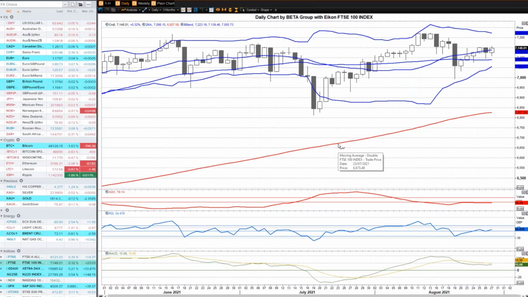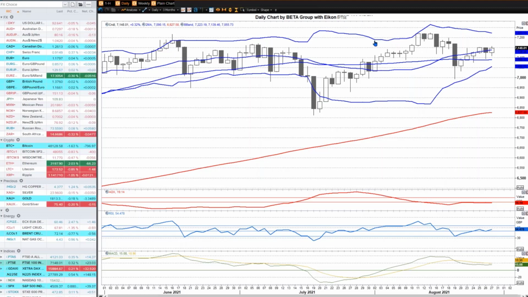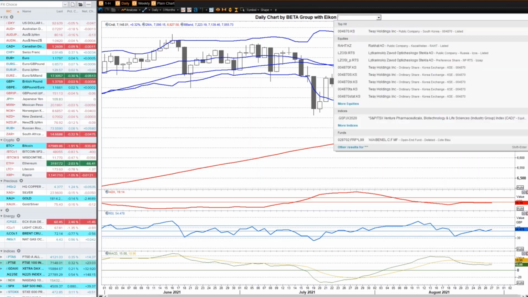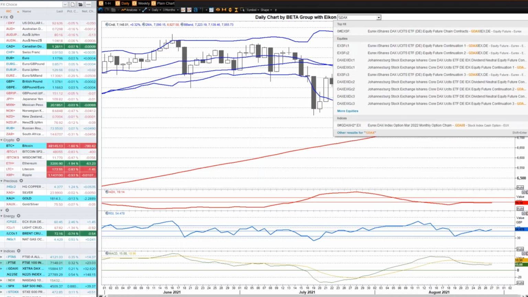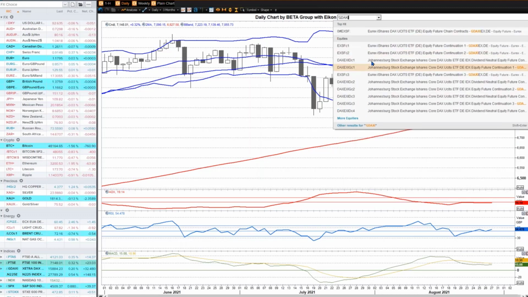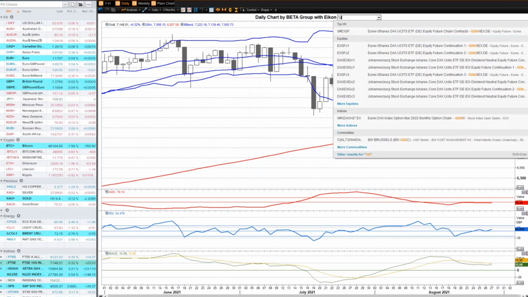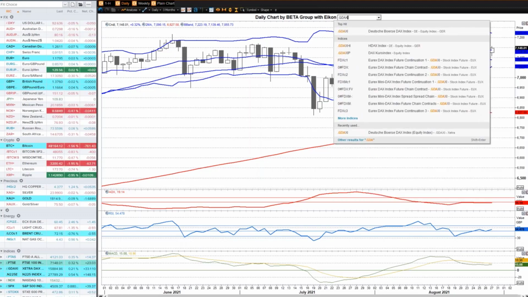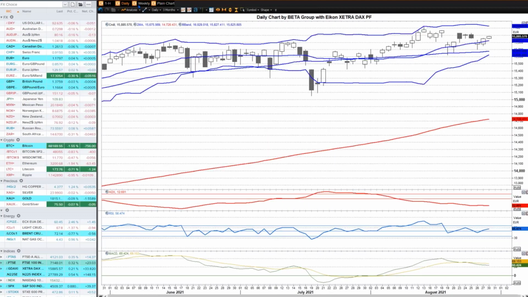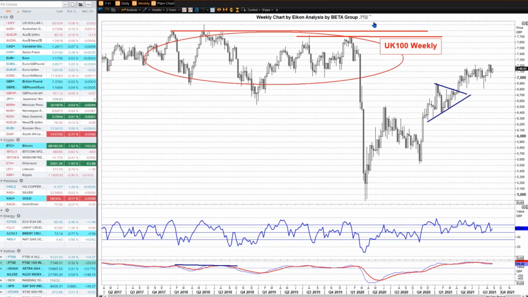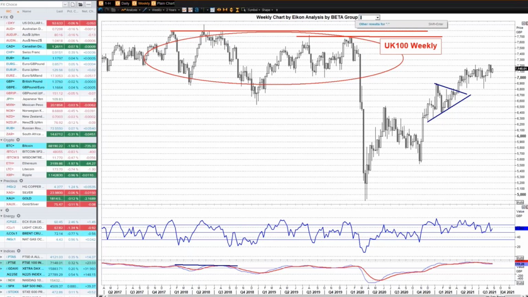So this is a very unattractive chart, having looked at the very attractive charts in the US. And then looking in Germany, sorry, there we are. Too many letters in the code there. So DE30.